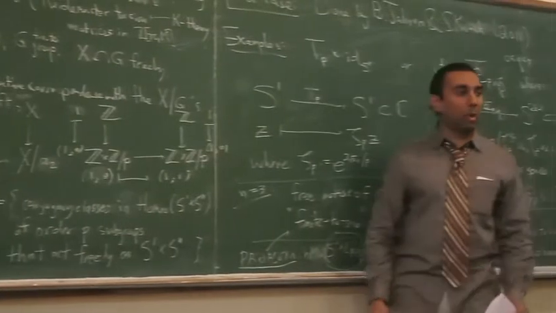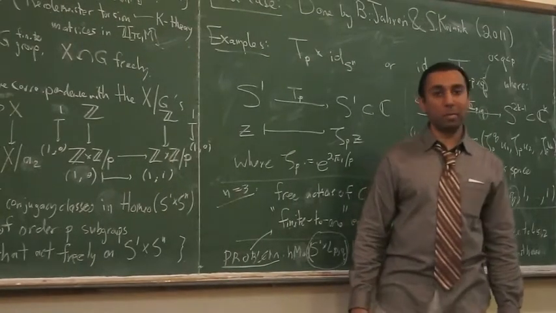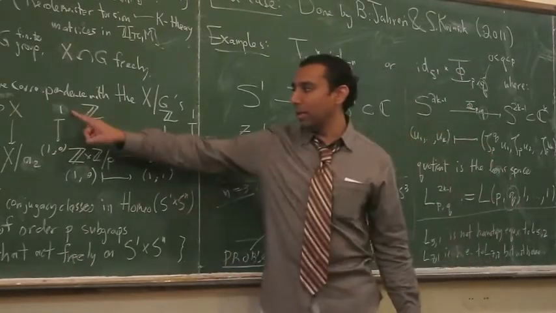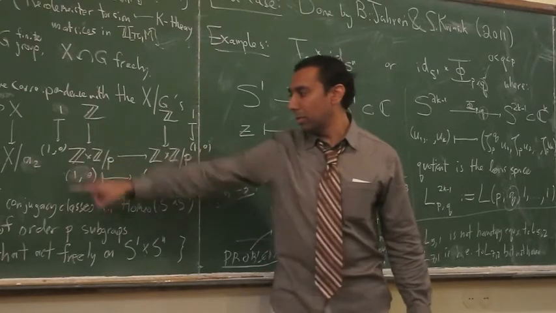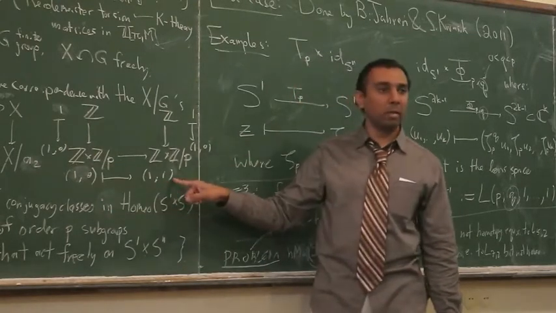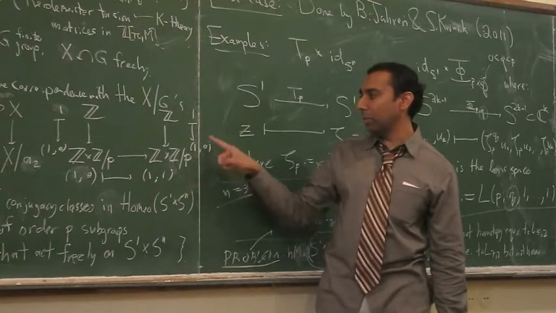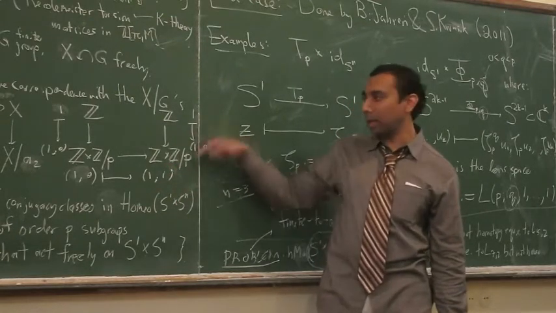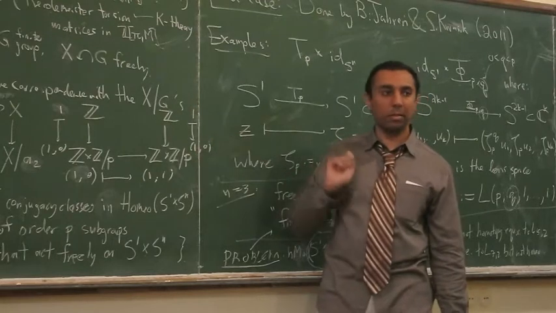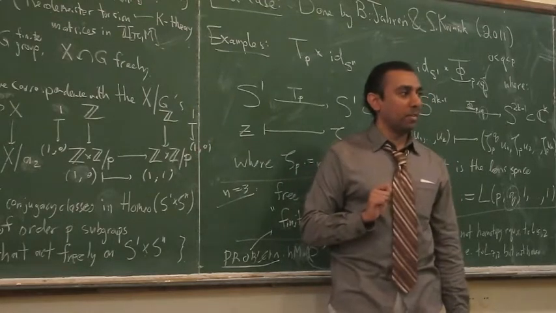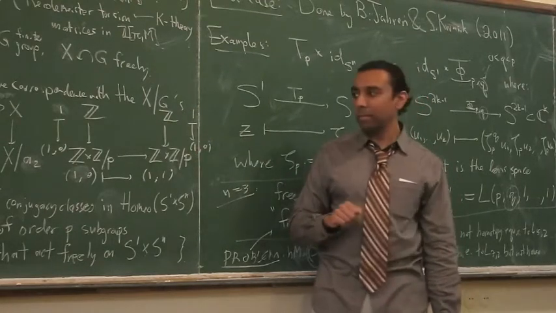Now maybe you see the problem, this lifting problem. Because now 1 goes to 1 comma 1, but that element is not in the subgroup generated here. It's not in the image here. This is bad. You cannot lift it.